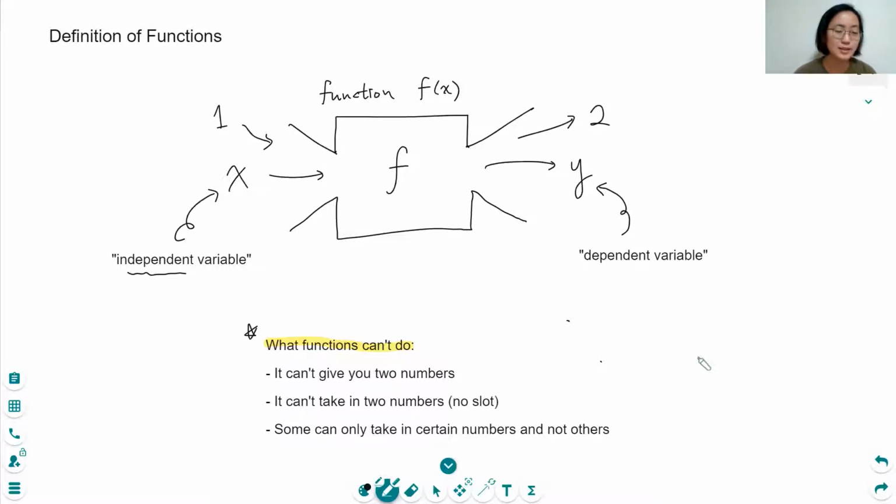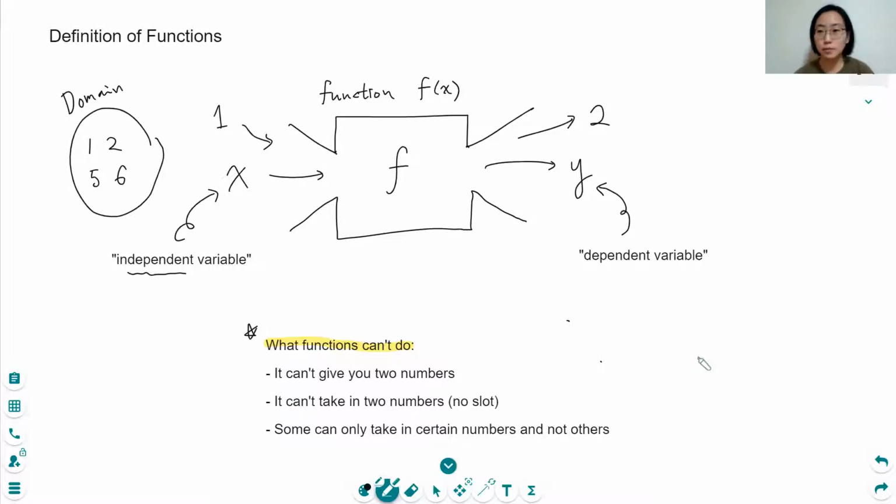Some machines are especially incapable and will only take in some numbers. Say that this machine f will only take in 1, 2, 5, and 6. Then you can't insert something like 3 into the input. The set of numbers that you can use as an input is called the domain. So this group will be called the domain.